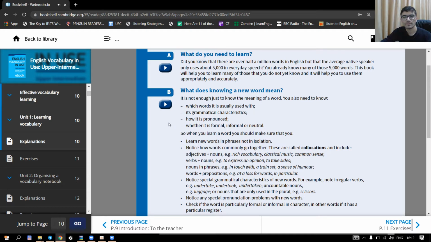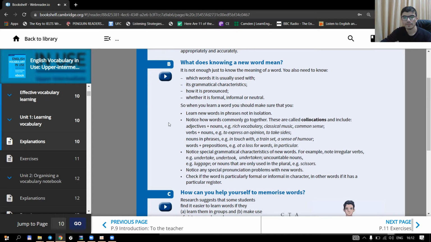Notice how words commonly go together. These are called collocations and include adjectives and nouns. For example, rich vocabulary, classical music, common sense. Verbs and nouns. For example, to express an opinion, to take sides. Nouns in phrases. For example, in touch with, a train set, a sense of humour. Words and prepositions. For example, at a loss for words, in particular.